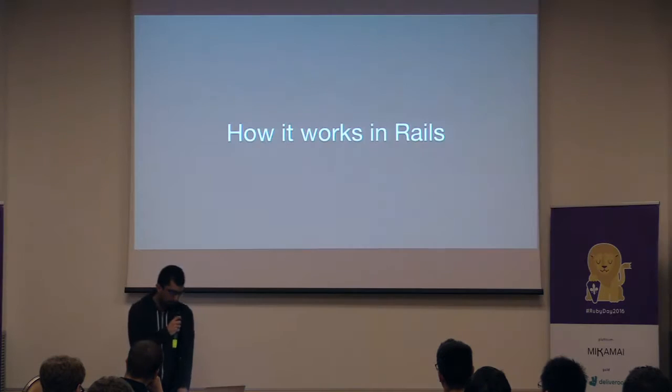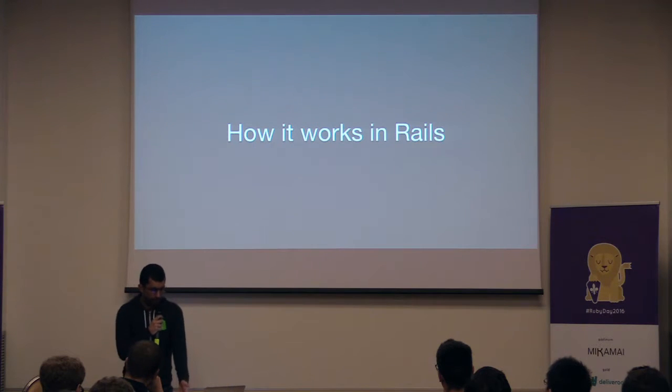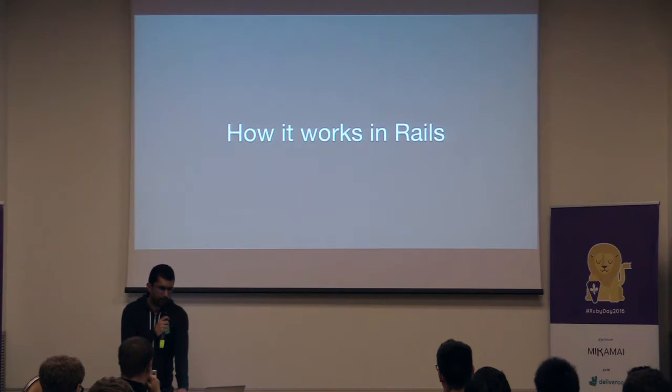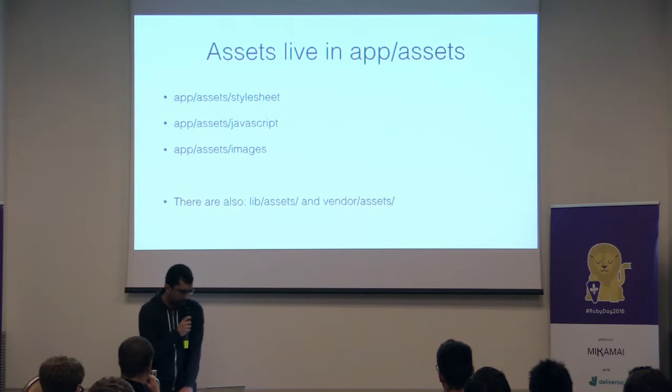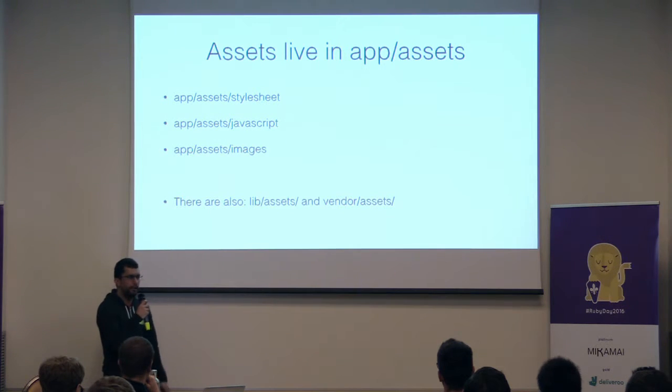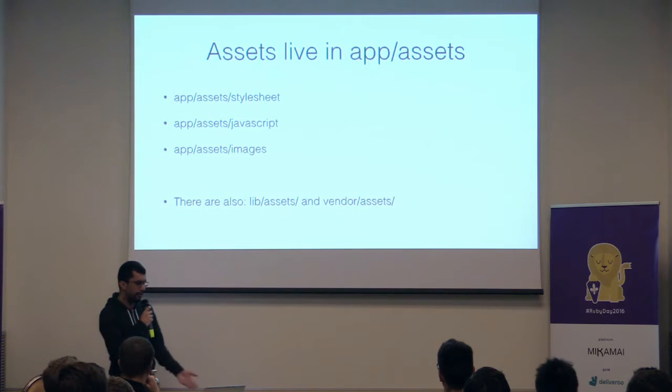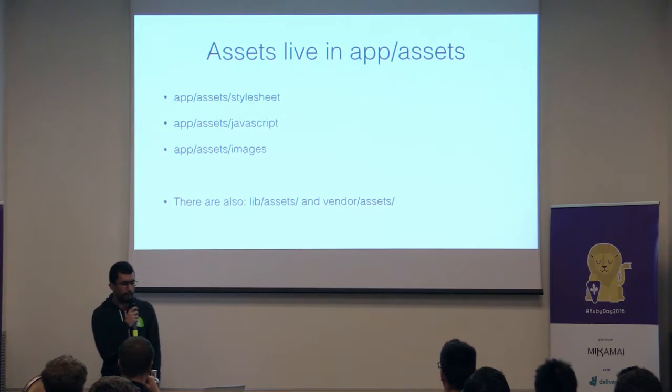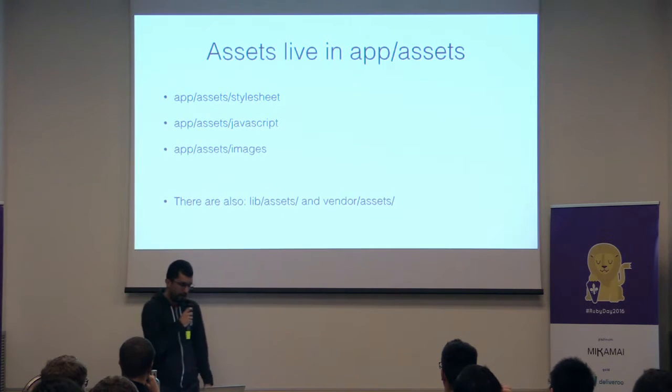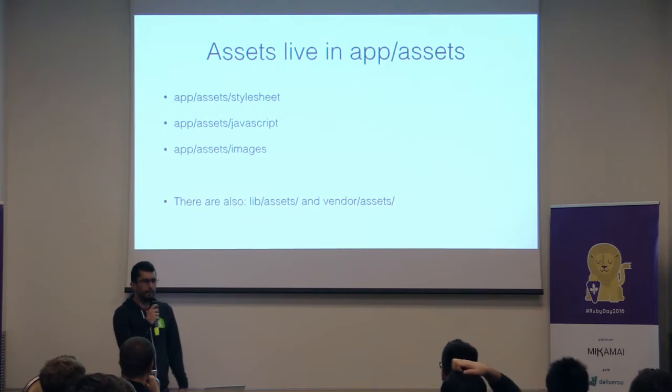So how does it work in a Rails application? It's basically a set of conventions, and the first part of the assets pipeline is the convention itself. We now have a place to put assets: a place to put all your style sheets, all your JavaScript, and all your images, in those directories. And you also have a place to put libraries that you are writing to later open source, or assets that are not written by you but by third parties.